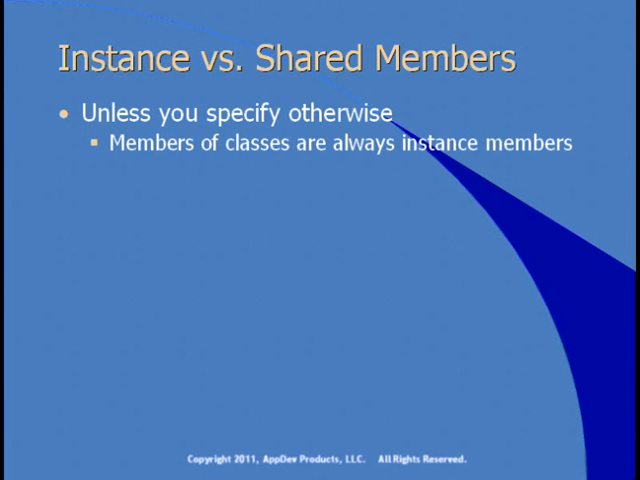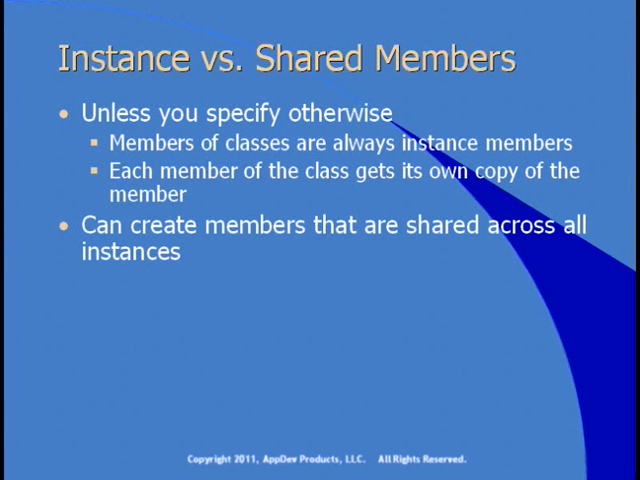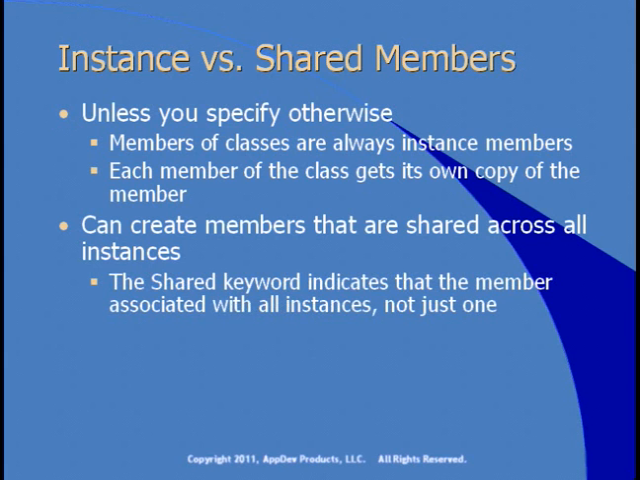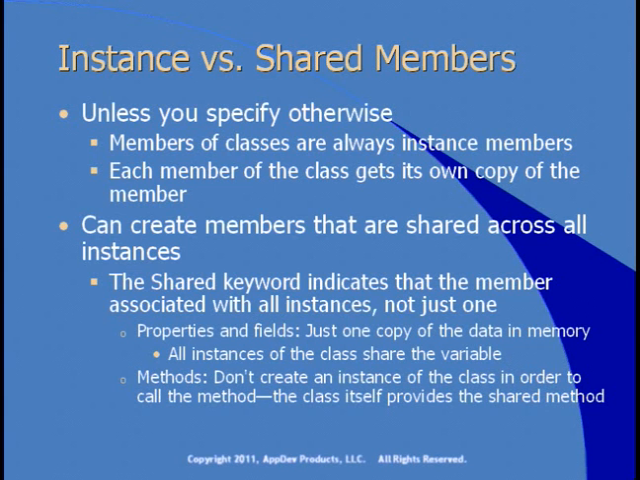Unless you specify otherwise, members of classes that you create are always instance members. Each member of the class gets its own copy of that member. You can create members that are shared across all instances of your class. The shared keyword that you'll use indicates that the member is associated with all instances, not just one. Properties and fields supply just one copy of the data in memory, and all instances of the class share that variable. For methods, you don't create an instance of the class in order to call the method. The class itself provides the shared method. We'll see examples of doing this.